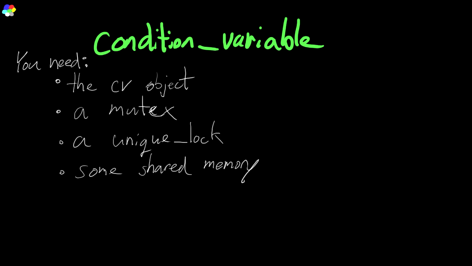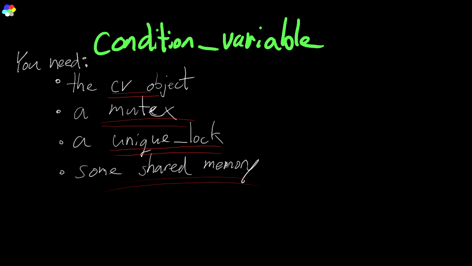Let's just go over what we need. You need a condition variable. You need a mutex. You need a unique lock. You can't use a lock guard like we've been using, and I'll get to why. And you need some kind of shared memory, and that is where the data is going to be passed between the threads.